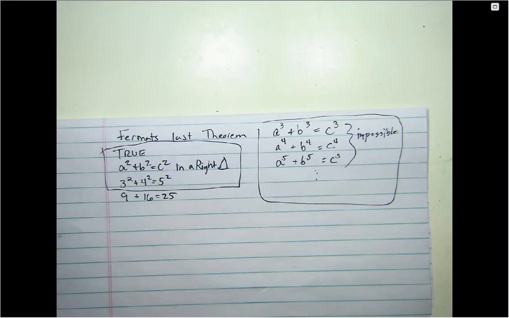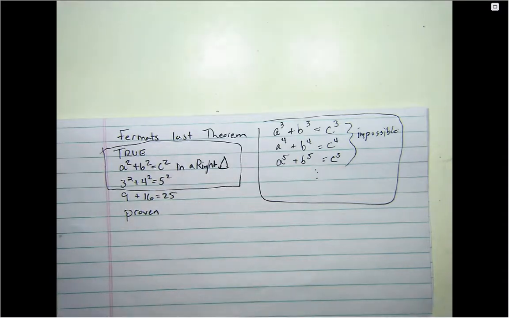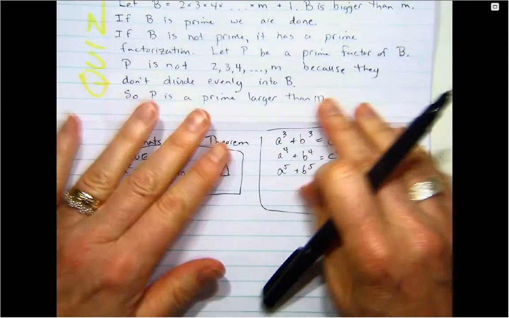So this has been proven, and on quiz 3 you will need to know that Fermat's last theorem has indeed been proven, because we're going to look at some other theorems that have not been proven or disproven. So let's look at those next. I'll put this notebook down so it can write on paper.